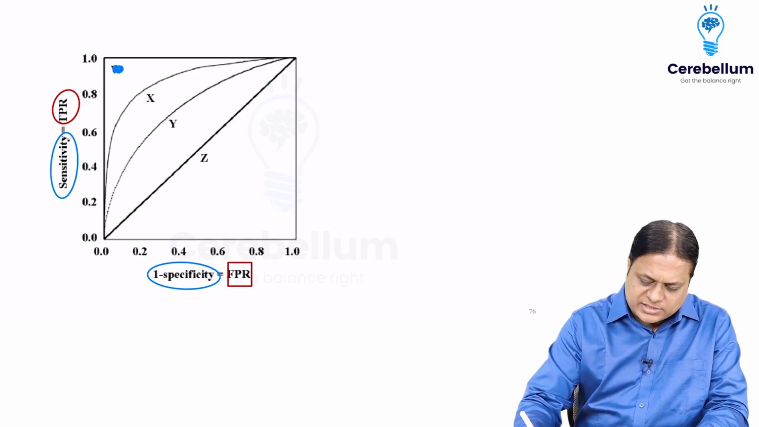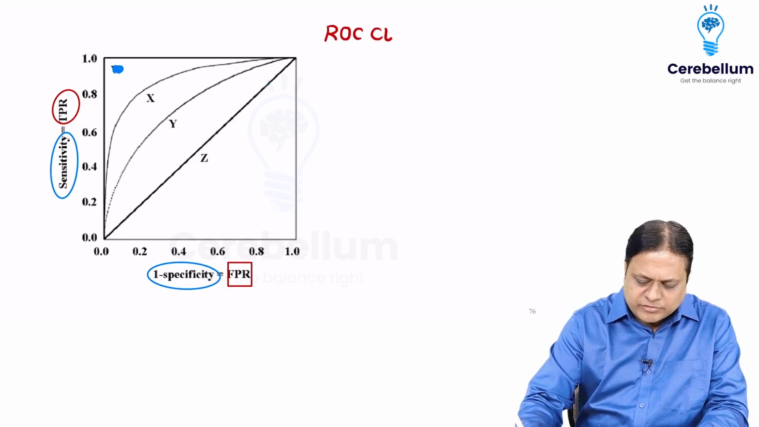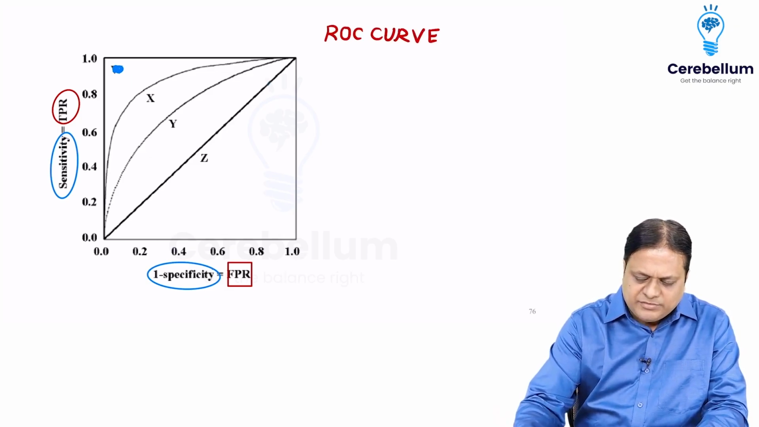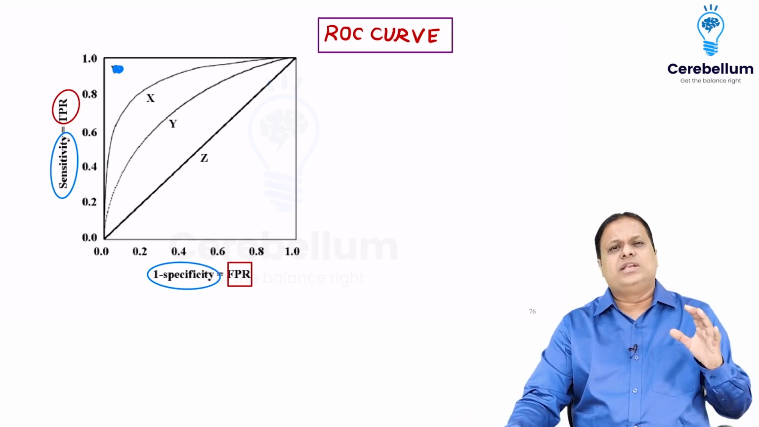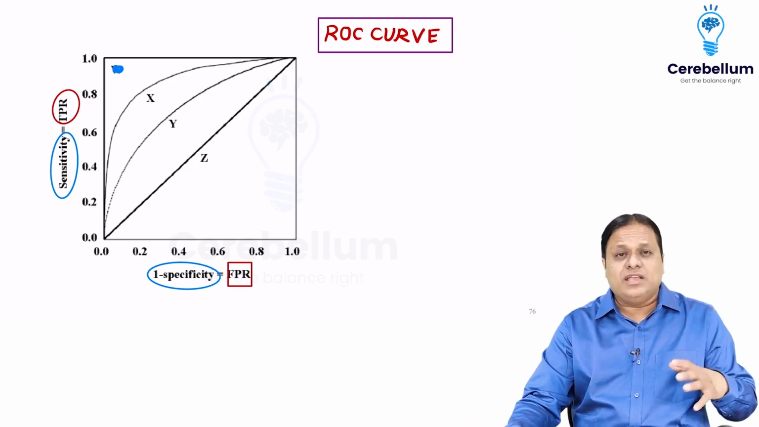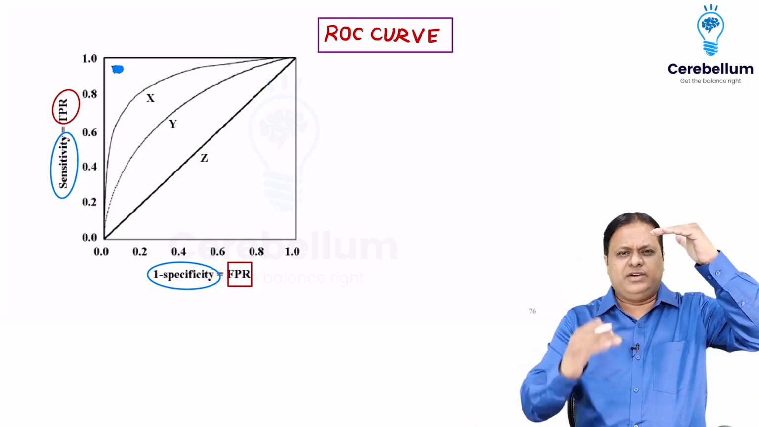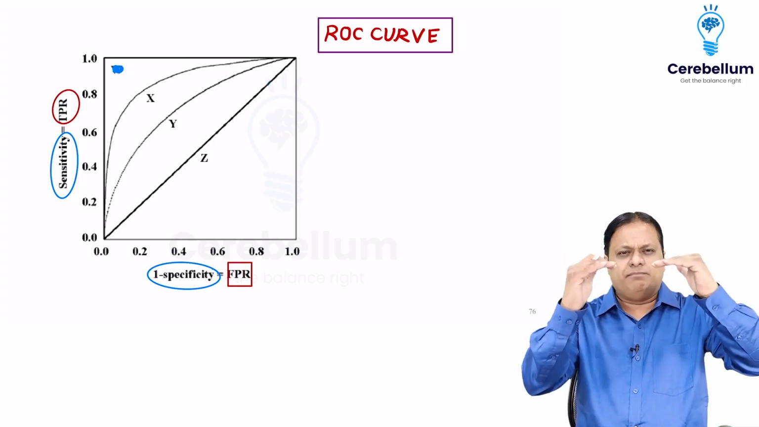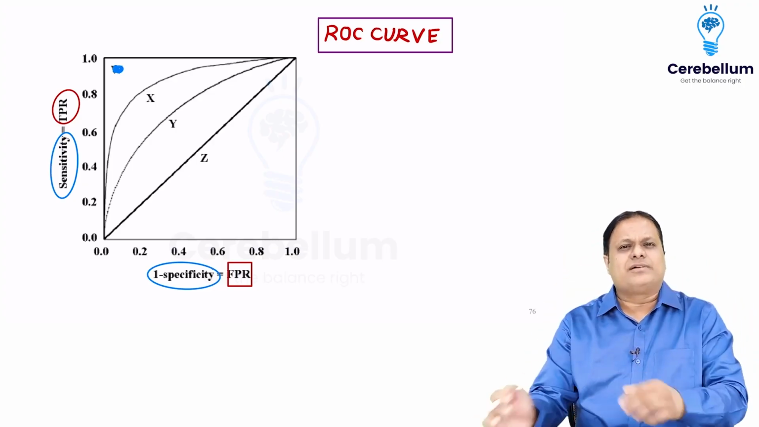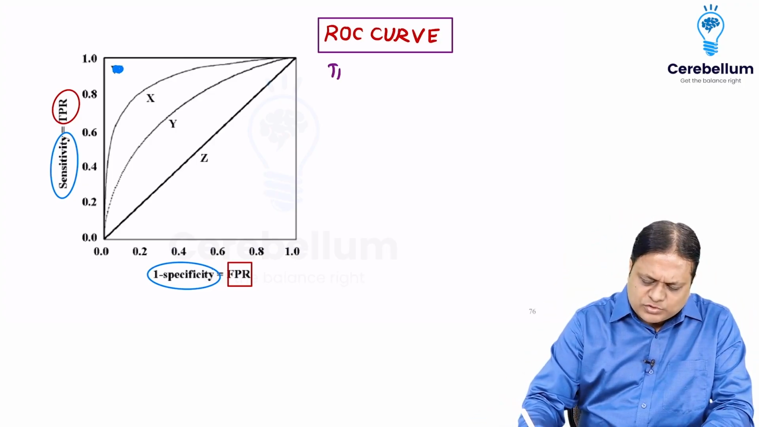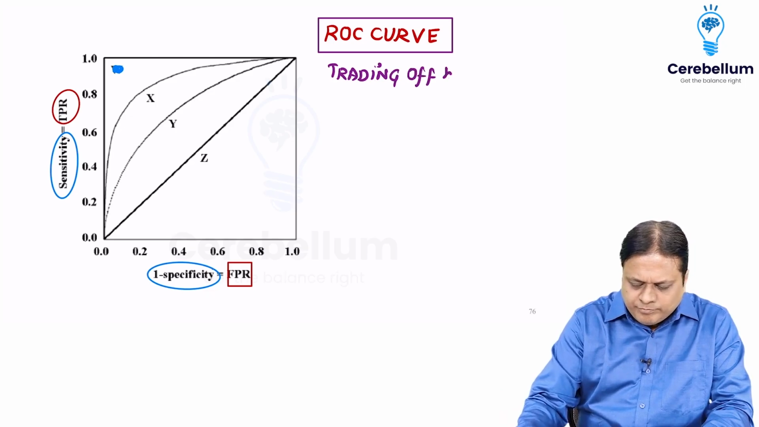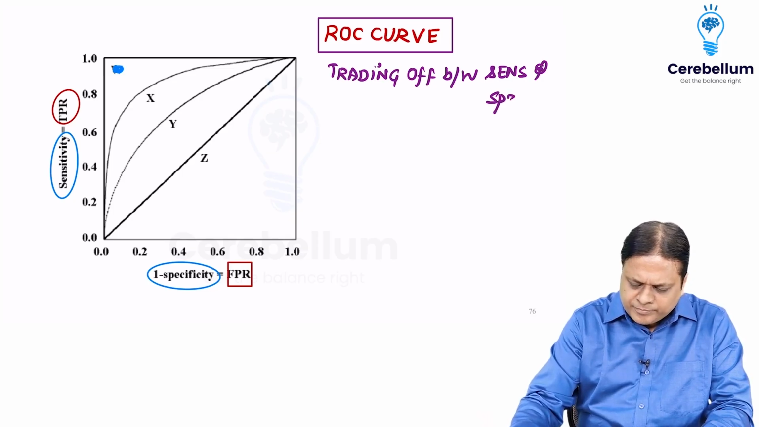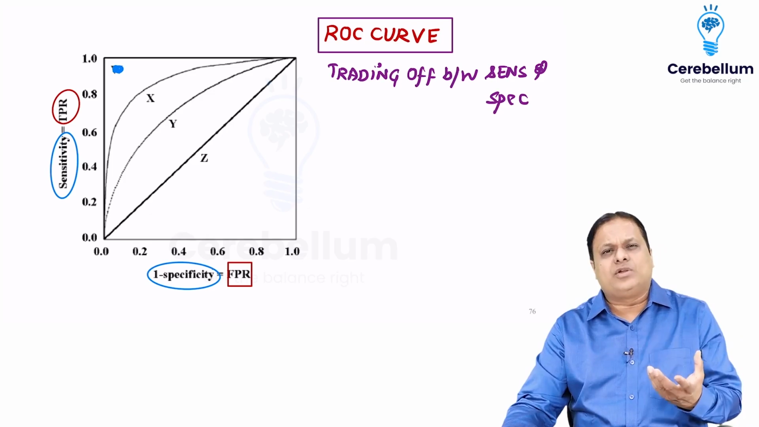This is known as ROC curve, receiver operator characteristic curve. Now I told you what is the relationship between sensitivity and specificity. They are inverse of each other. If you increase one, other will decrease and vice versa. So we have to strike a balance between them. That balance is struck by ROC curve. So ROC curve is used for trading off between sensitivity and specificity.